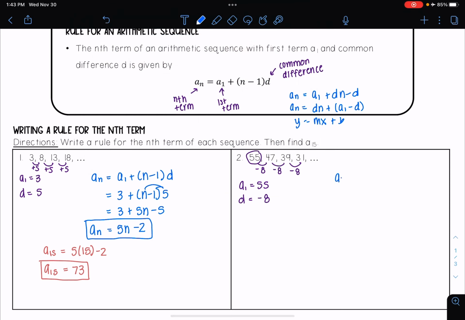And so I want to plug that into my rule. So an is equal to a1 plus n minus 1 times d. a1 is 55 plus n minus 1 times d, which is negative 8. Distributing that negative 8, I get negative 8n plus 8. And so my rule is going to be an is equal to negative 8n plus 63.